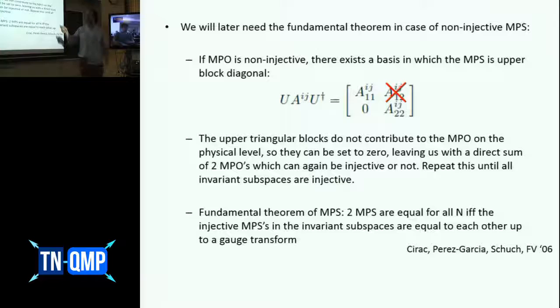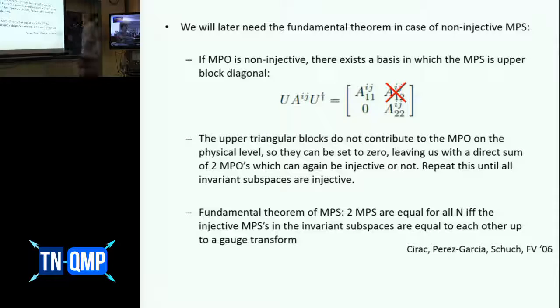If they're not injective, you have again to do such a block triangular decomposition of these things. And at the end, what you can prove is that two MPOs or MPSs are equal to each other for all n, if and only if the injective decomposition. So at the end, what you will get is a block diagonal description of your matrix product operator. And somehow, if the diagonal injective blocks are equal to each other, yes.